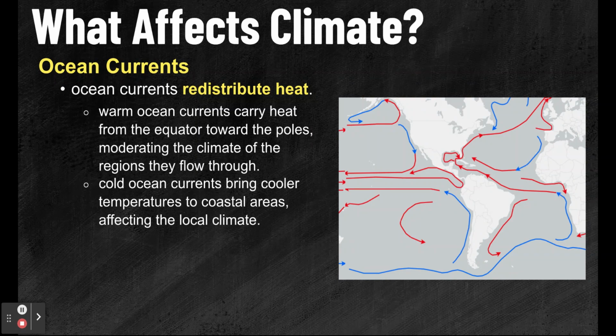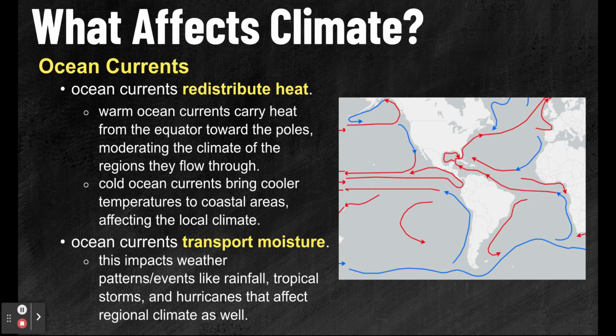Now, cold ocean currents bring cooler temperatures with them, and you can see along these coastlines, there are going to be cooler temperatures, and that affects local climate. In addition to redistributing heat, ocean currents also transport moisture, and this is going to impact weather patterns and events like rainfall and tropical storms and hurricanes, and those are going to affect regional climate as well.